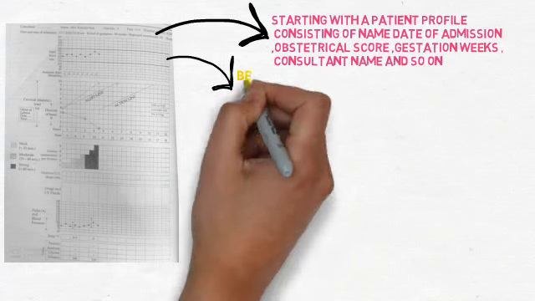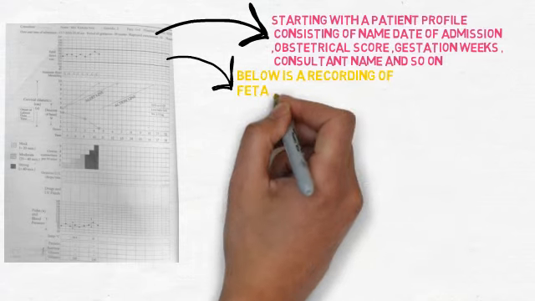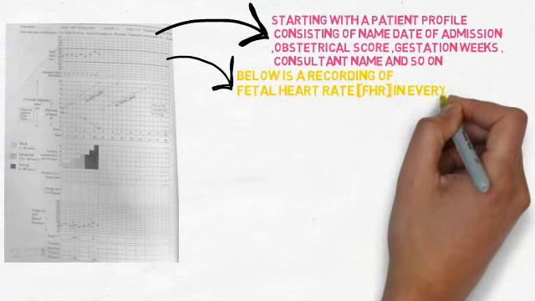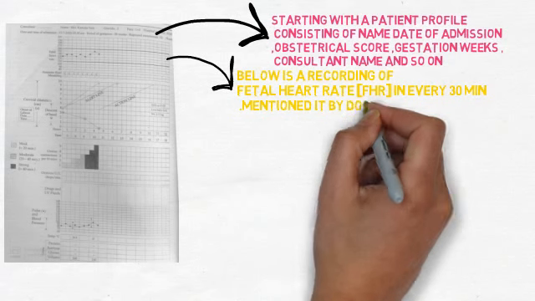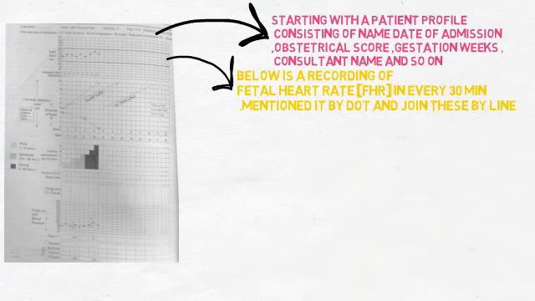The next arrow shows the second section. Below is a recording of fetal heart rate or FHR. In every 30 minutes, mention it by dot and join these by lines. So that's the second part of partograph.